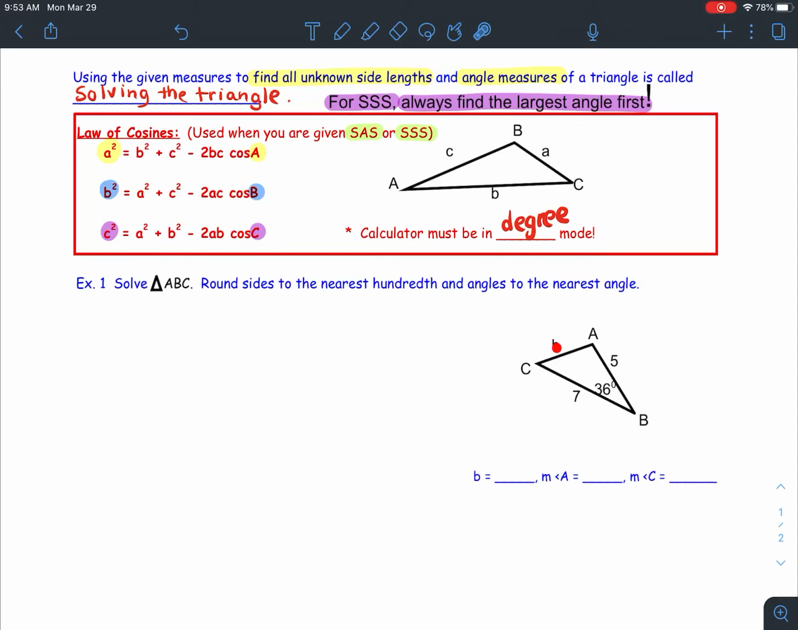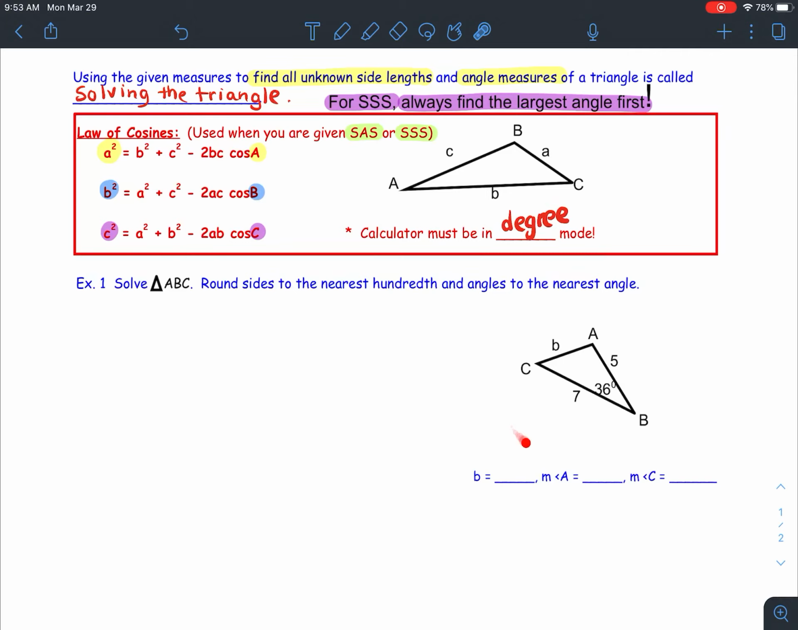We have an angle, we don't know the side opposite. We have a couple sides, but we don't know the angles opposite those. And so this is where we're forced to use the law of cosines. Typically it's used for side angle side and side side side. I don't know that you need to necessarily memorize that these go with the law of cosines.